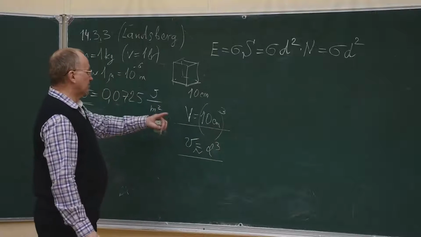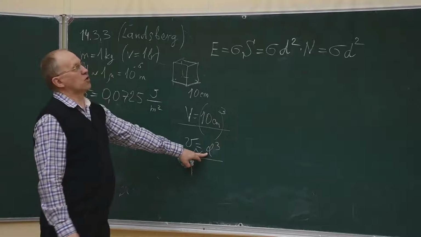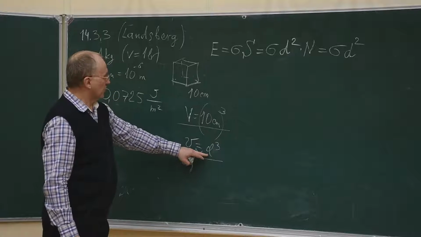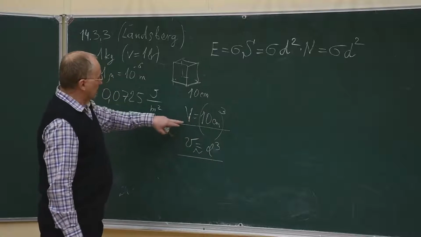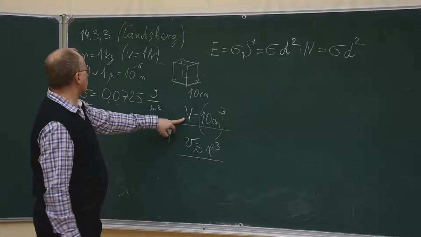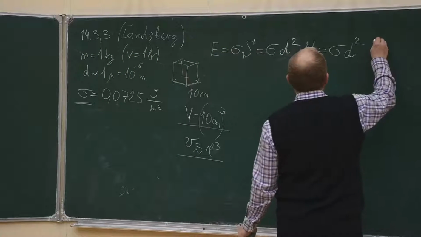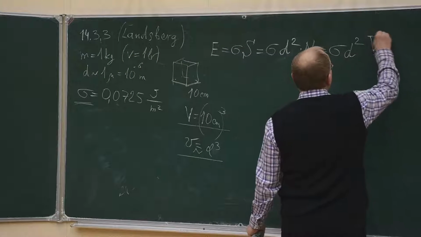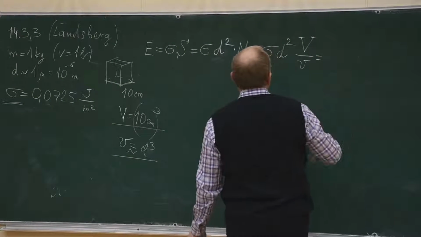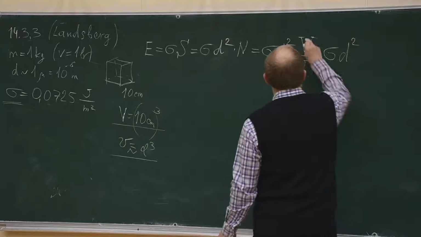So if we divide capital V by small v, we obtain the number of small droplets which can be produced by sprinkling this amount of 1 kilogram of water. So the number of droplets can be estimated as the initial volume of water divided by the volume of each droplet. And that will give us sigma d squared.